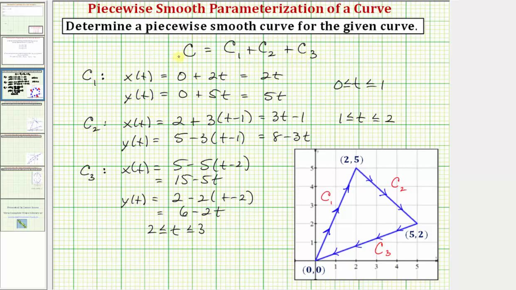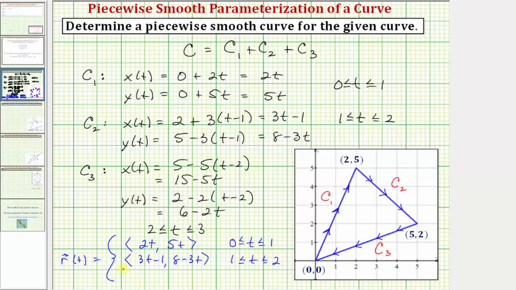We could also write this piecewise smooth curve as a vector valued function, where we'd have r of t is equal to, for curve C sub 1, the x component would be 2t, the y component would be 5t. This would be when t is on the closed interval from 0 to 1. For curve C sub 2, we'd have an x component of 3t minus 1, a y component of 8 minus 3t. This is when t is on the closed interval from 1 to 2.